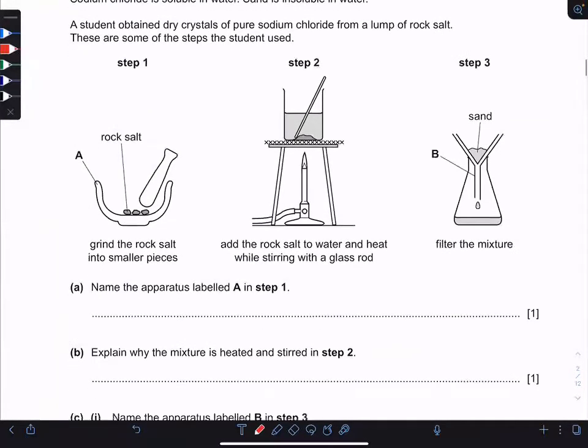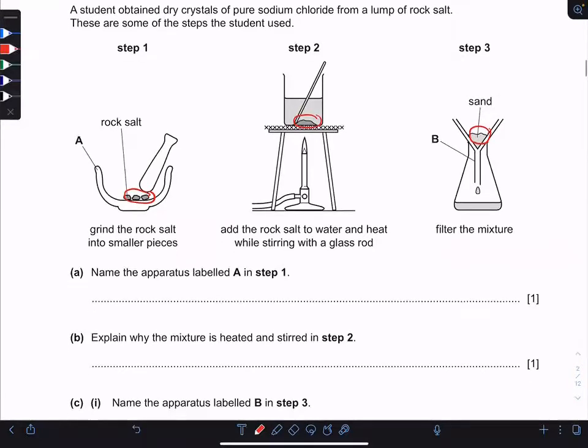Okay, this is the step. He first crushes to increase the surface area, and then he dissolves the sodium chloride, then he removes the insoluble sand by filtration. Name the apparatus labeled A. Take care, this is a mortar. Take care of the spelling, and it's not a mortar and pestle, it's only a mortar. This is the pestle.